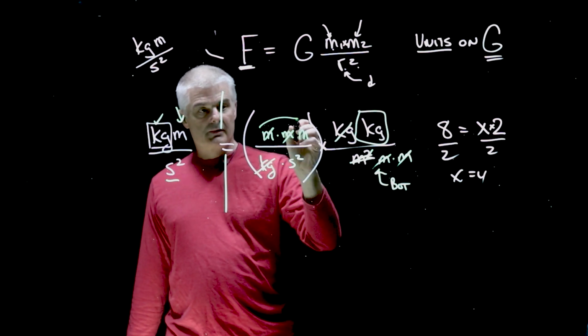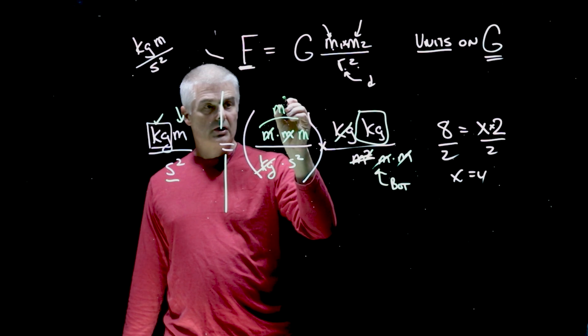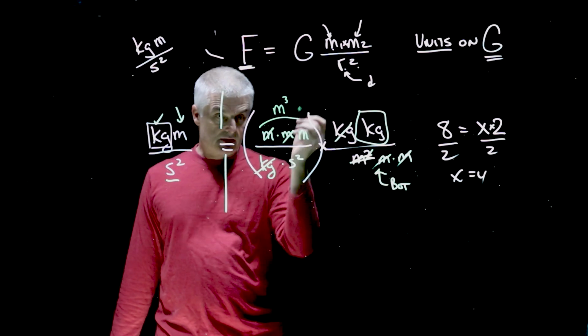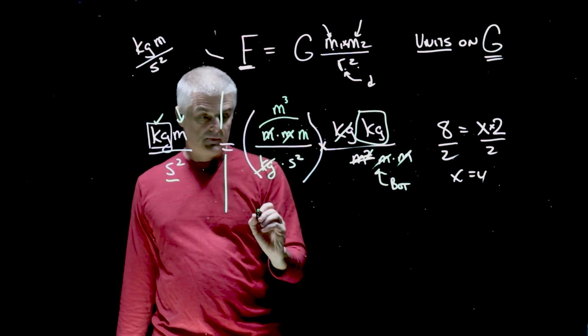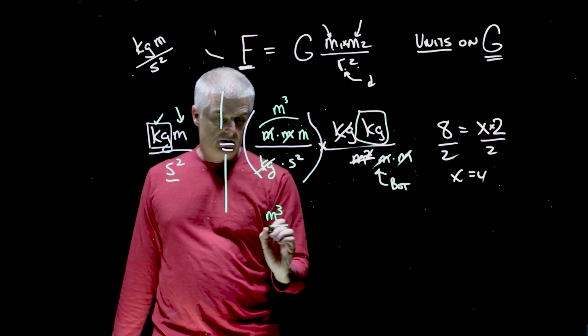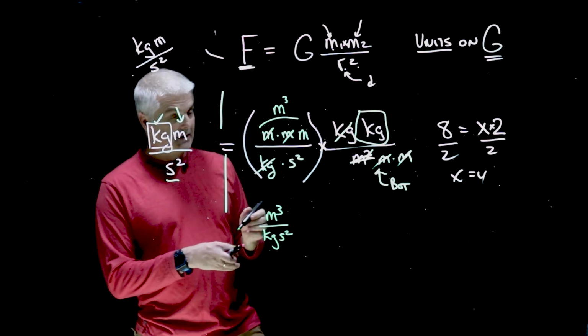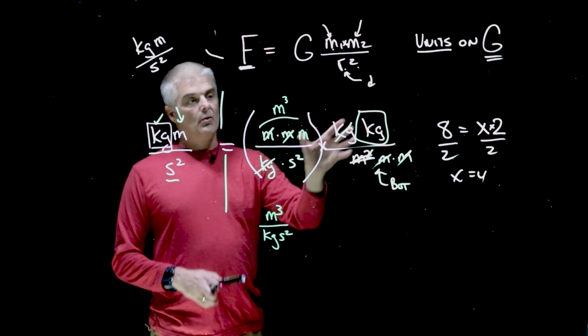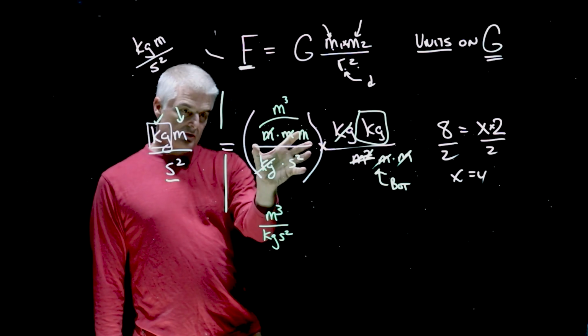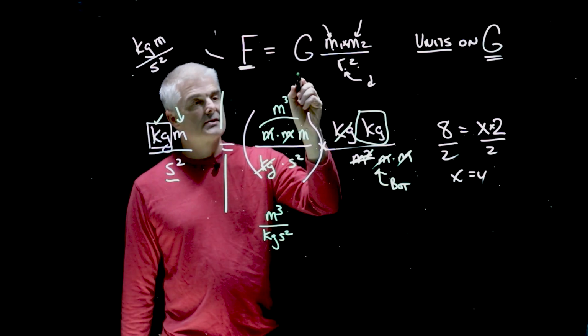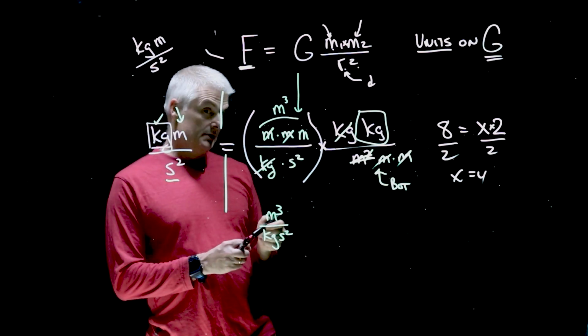Now this might be confusing, but I'm going to need the units that are going to have meter cubed on top. So here's the answer. What are the units on G? It's going to be meter cubed over kilogram second squared. Now that's as hard as they can get. But you're going to take one term times another term to get this. And you have to sort of figure this out using algebra.